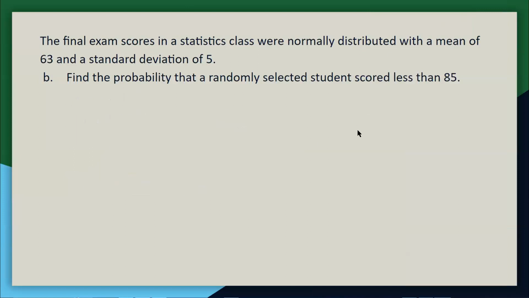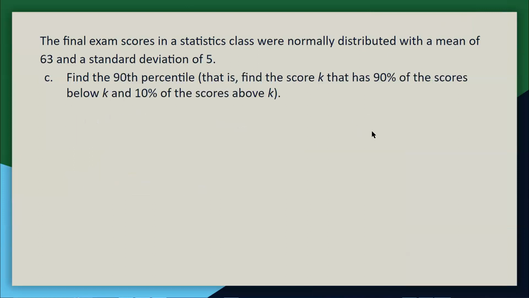Okay, let's do the next one. This one says find the 90th percentile. That is, find the score K that has 90% of the scores below K and 10% of the scores above K. So I'm going to start the same way. I'm going to label my stuff. Mean 63, sigma is 5. You wouldn't have to do this because you already have it on your homework.